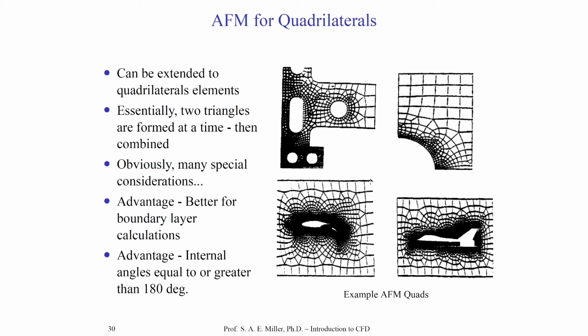You can also do this, of course, in three dimensions and get a hex mesh, which is maybe mixed with prisms and pyramids and all kinds of other elements. These advancing front methods are very popular in CFD because, of course, they resolve the flow near the boundaries.